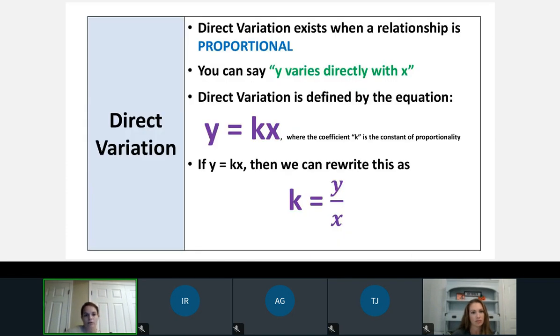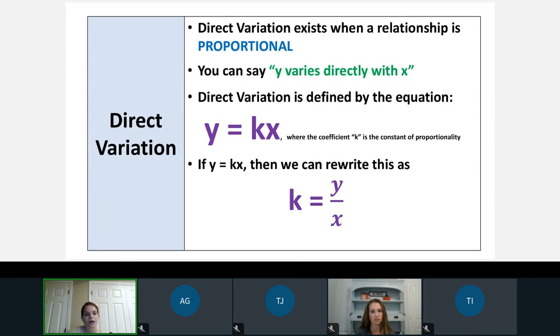All right, so we're going to get started here with direct variation. Direct variation exists when a relationship is proportional, meaning it has the same rate of change all the time. Instead of saying something is a direct variation, we say y varies directly with x. That's how you'll see it in your problems. It will say y varies directly with x, and that should be an automatic clue: oh, this is a direct variation problem.